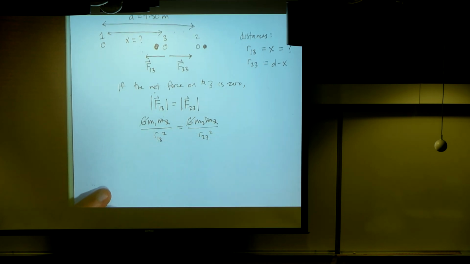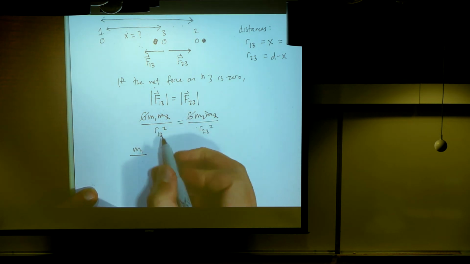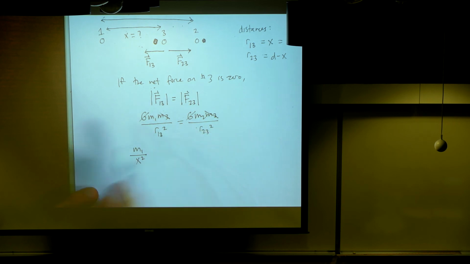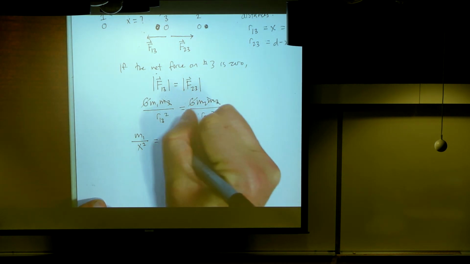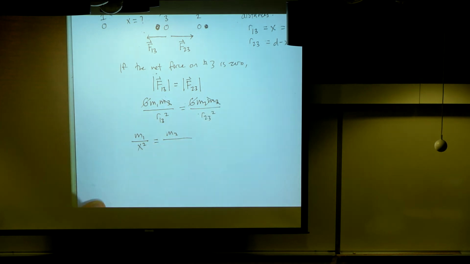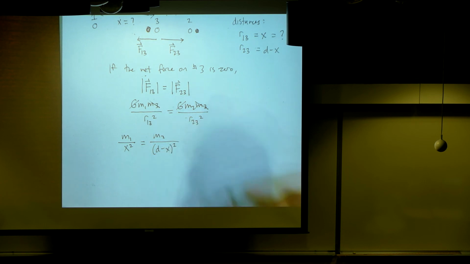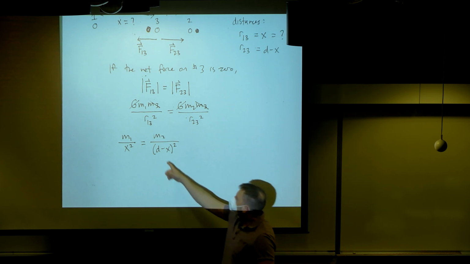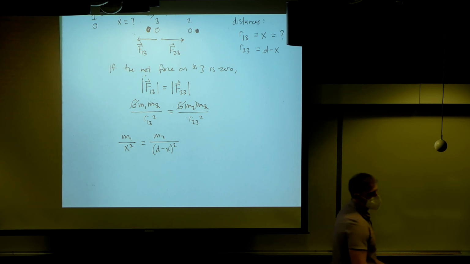And I can also do the following. For R13, remember, that's just the distance x in our diagram. So I have M1 divided by x squared on this side of the equation. On the other side, I have M2 divided by, this is the distance d minus x. So I know both masses, M1 and M2. I know the distance d, so the only unknown is x. So we're ready to solve for x. We just have to make sure we follow the algebra properly.